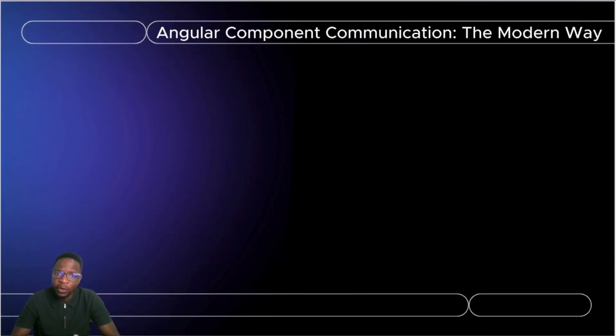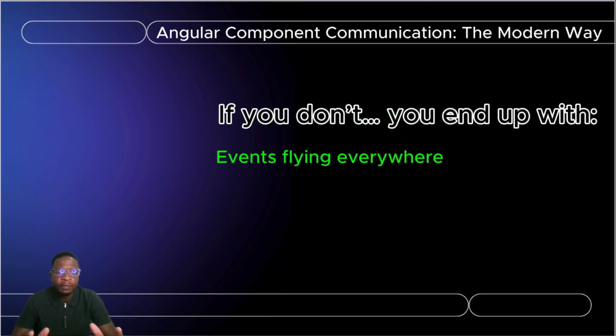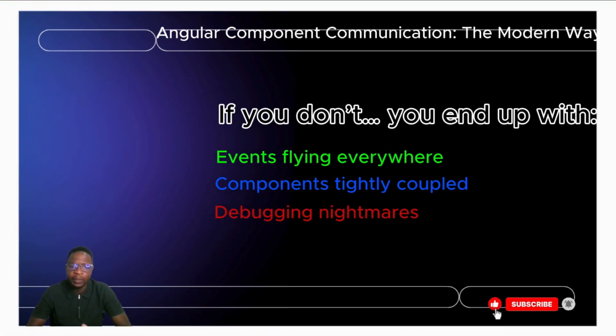Today, we are not going to talk about syntax. We are going to talk about how to design communication in Angular properly. Because here's the naked truth: most Angular problems are not coding problems. They are state design problems. If you design state correctly, communication becomes trivial. If you don't, you end up with events flying everywhere, components tightly coupled, debugging nightmares.